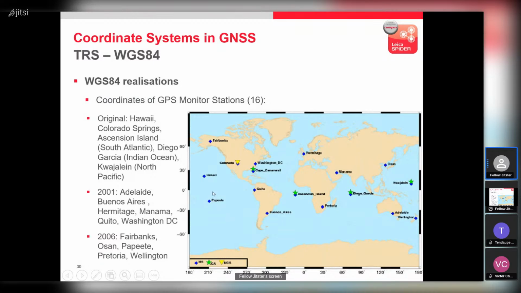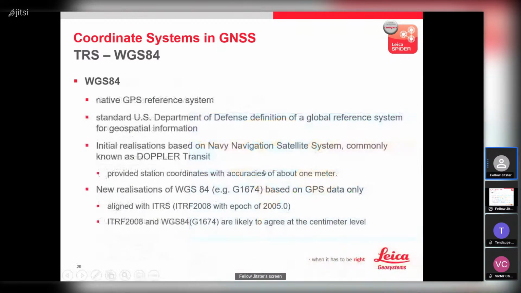And there have been several realizations. So the first one was very inaccurate. It was only about 1 meter. So this was initially in the 90s. And we have these new realizations, which are quite close already to this ITRS or ITRF 2008. So also the WGS84 basically over the time was getting more and more accurate.